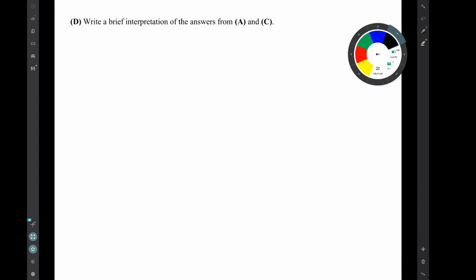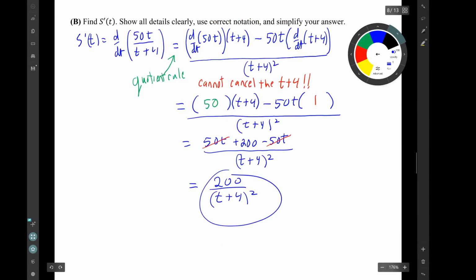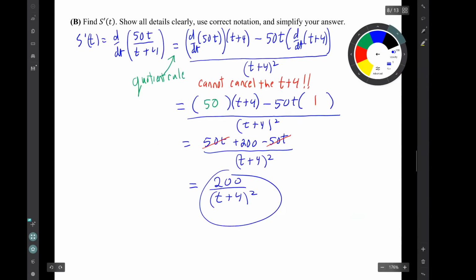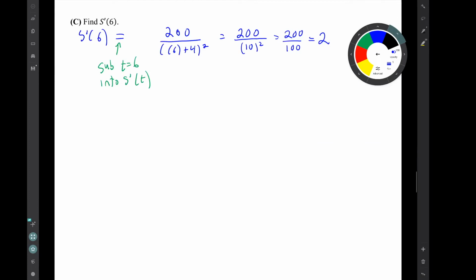Question D: write a brief interpretation of the answers from A and C. Remember what that means. That means we are supposed to explain what our abstract mathematical results mean. In question A, we have an abstract mathematical result, S of 6 equals 30. And in question C, we have another abstract mathematical result, S prime of 6 equals 2.